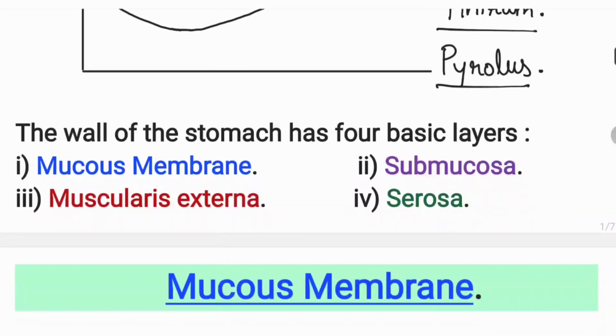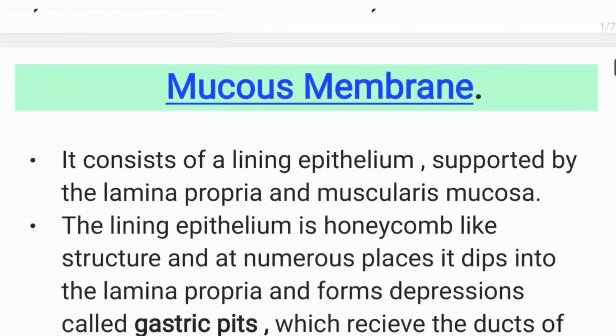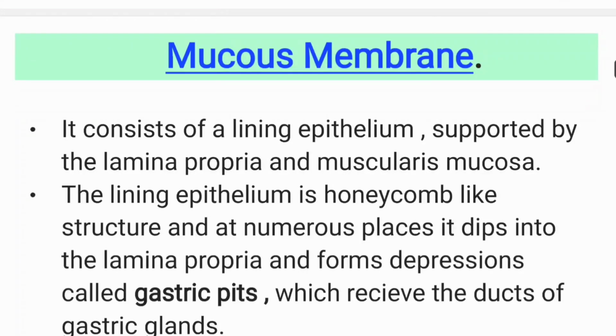Now if we look at the walls of the stomach, we will see that there are four basic layers. The innermost is the mucous membrane, then the submucosa, then the muscularis externa, and the outermost layer is the serosa. Now we will study each individual layer in detail. So number 1, the mucous membrane.